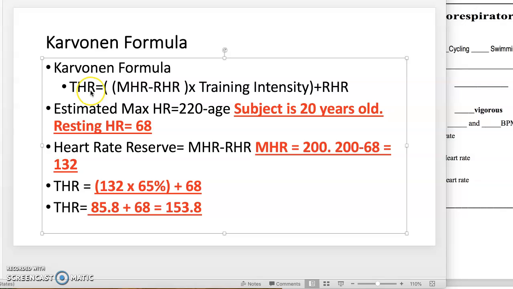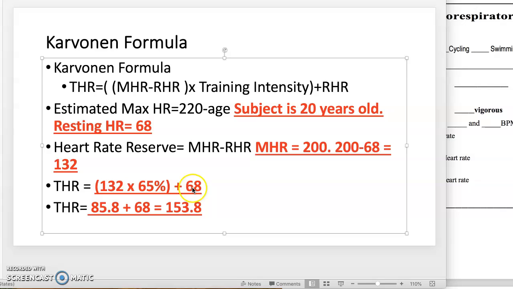This is your target heart rate, which is all about using your max heart rate. This is your max heart rate minus your resting heart rate, times the training intensity, plus your resting heart rate again. So you can see here I have a subject who is 20 years old and their resting heart rate is 68. So we would calculate the heart rate reserve, which is the max heart rate minus the resting heart rate, which gives us 132.